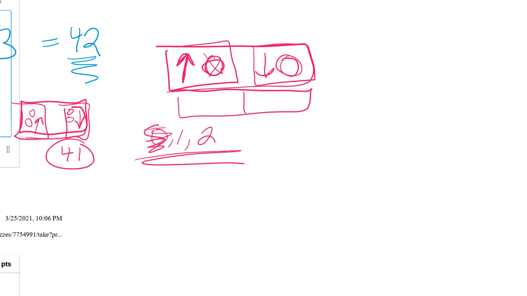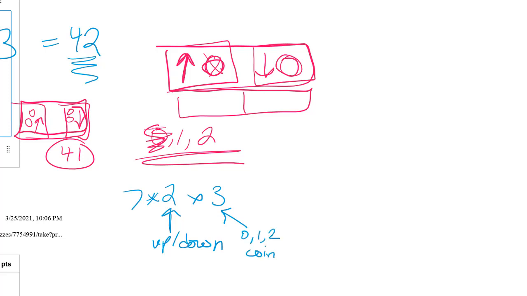by saying it is 7 times the 2, where the 2 is the up or down, and the times 3, where the 3 is the 0, 1, or 2 coins, right? We've actually got 4 spaces or 4 states which can never happen.